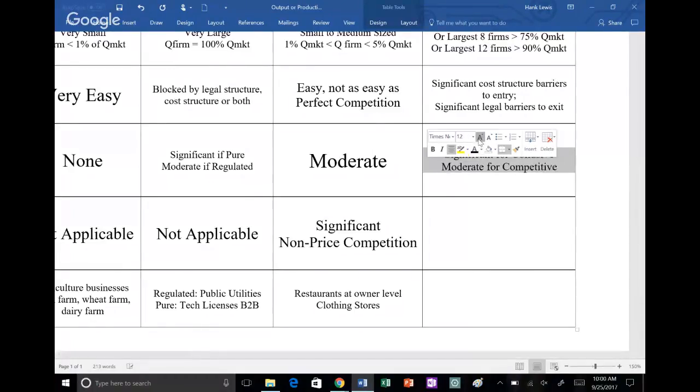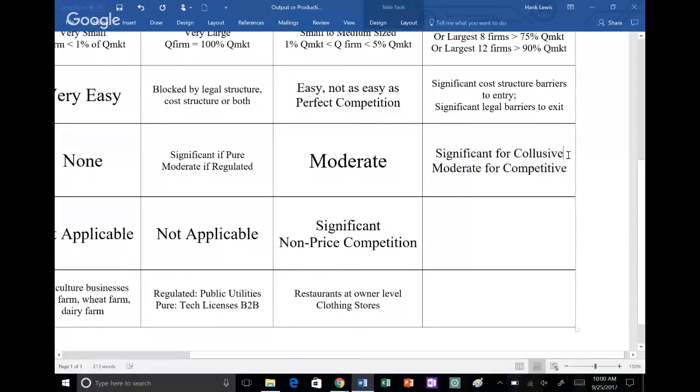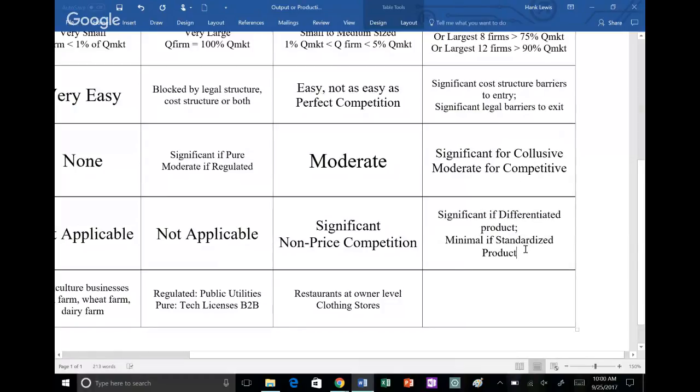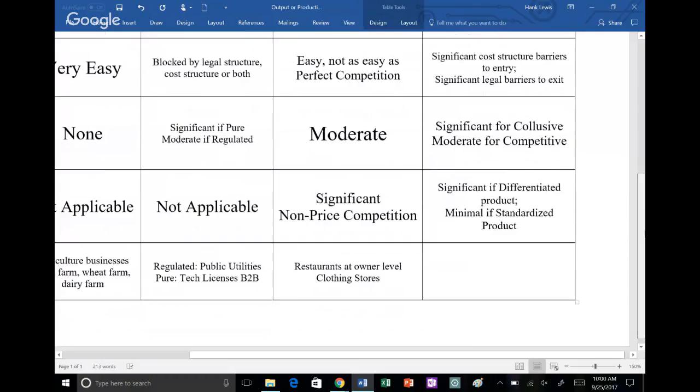Degree of price control. If the firms collude, like with a cartel, they've got a lot of price control. It's significant. If they don't collude, if they compete, like we see with cell phone service, it's moderate. Now, non-price competition, that depends. It is significant if you have a differentiated product. It is minimal if you have a standardized product.